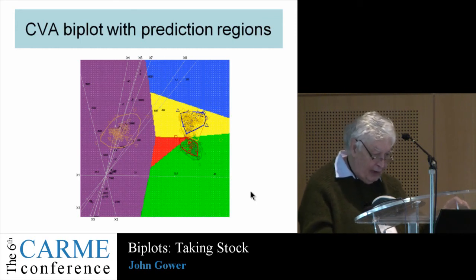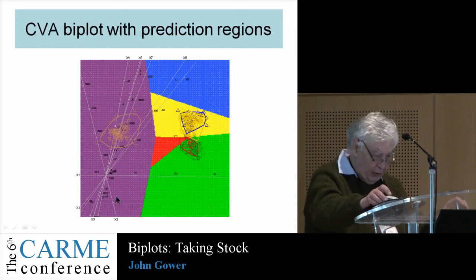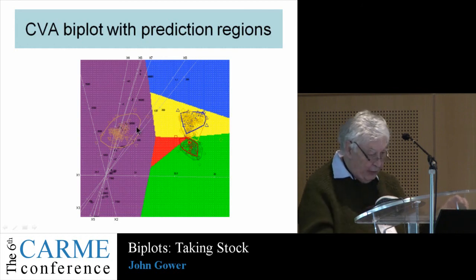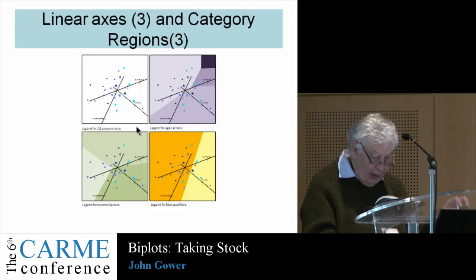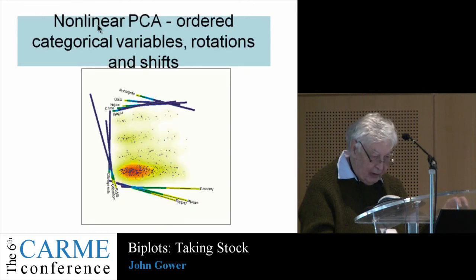This is canonical variance analysis biplots. Here are the variables moved to one side. Here are prediction regions for the different populations. Here is a mixture of continuous variables with categorical variables. The lines representing the continuous variables and the convex regions, categorical variables.